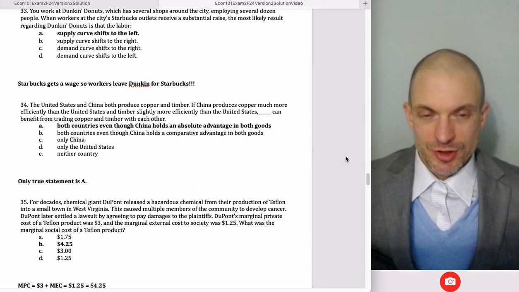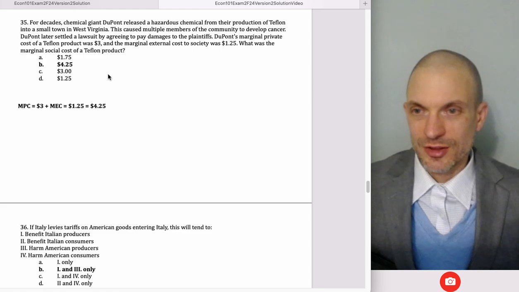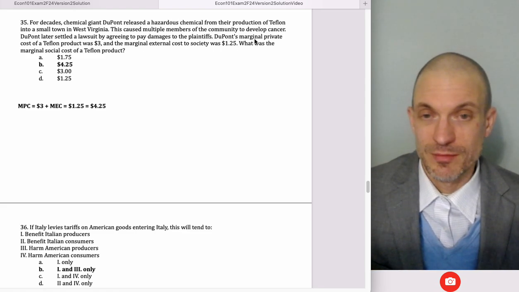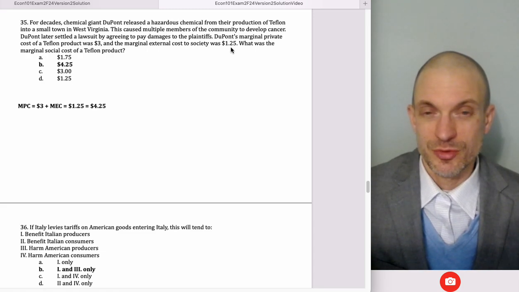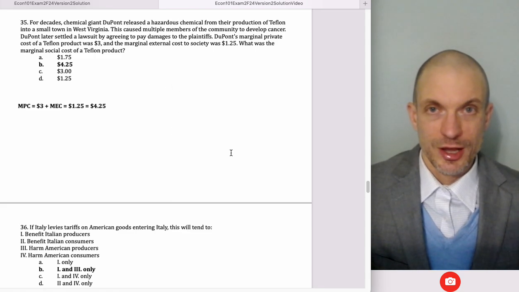For decades, the chemical giant DuPont released hazardous chemicals from their production in a small town. This caused cancer. They settled a lawsuit. Marginal private cost was $3. Marginal external cost was $1.25. What's the marginal social cost? Society's cost is the marginal private cost plus the marginal external cost.